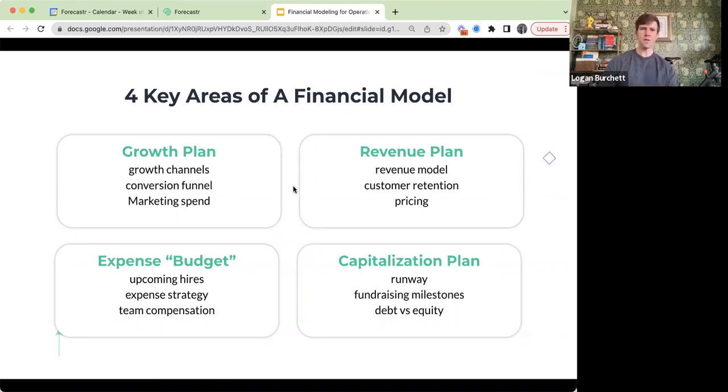So the first one is going to be the growth plan. You can also call this a customer acquisition plan if you'd like. Essentially, it's a section of your financial model whose entire purpose is articulating how you're going to grow the business, right? You don't want to just say, I had 100 customers last month, I'm going to grow that by 10% forever, and that's how I'm going to grow my business. That's not very helpful to you, not helpful to investors, really not helpful to anybody.